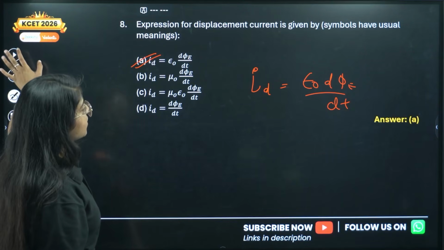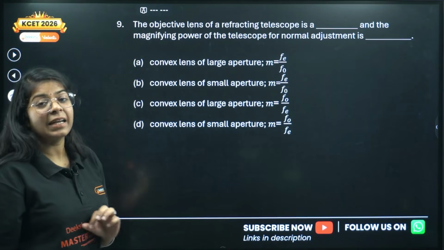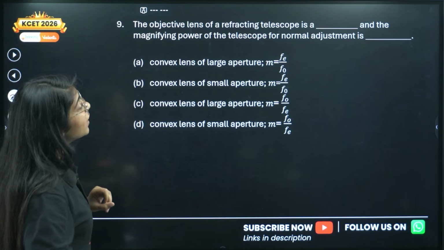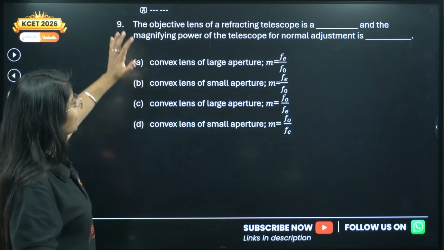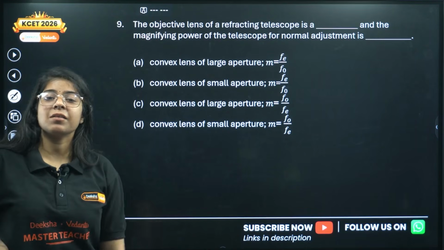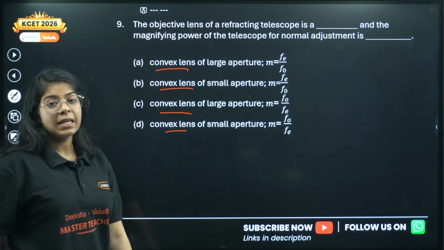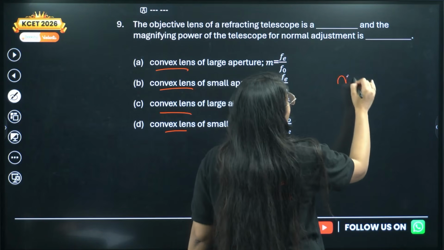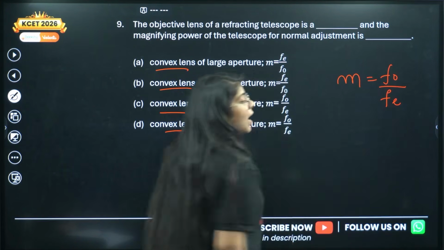Okay, answer number A. 9th question, the objective lens of a refracting telescope is a dash, and the magnifying power of the telescope for normal adjustment is what? So we definitely know the objective lens is nothing but convex lens. All the options even have convex lens in them. Now magnifying power for normal adjustment we know is the focal length of objective divided by focal length of eyepiece.